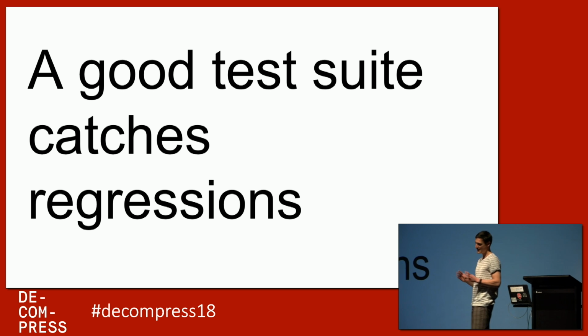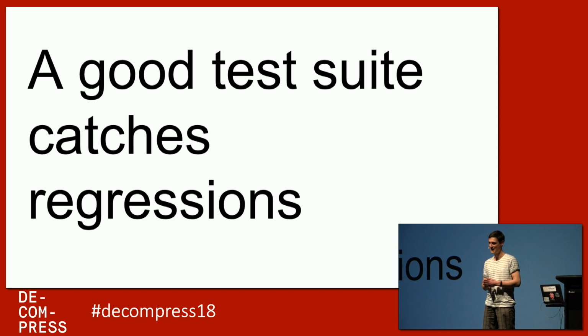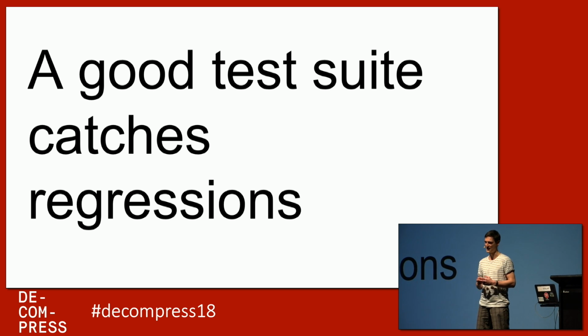Fundamentally, though, I think even though those things are important, the most important thing is that a test suite should be able to catch regressions. If it can't do that, then it serves no value. You often have to spend quite a lot of time writing tests, so if they don't actually help you to prevent bugs, what's the point of them?